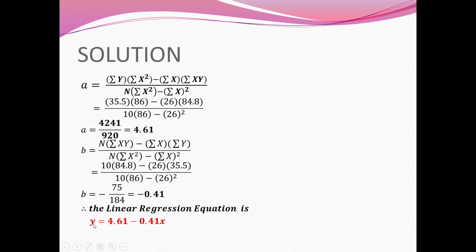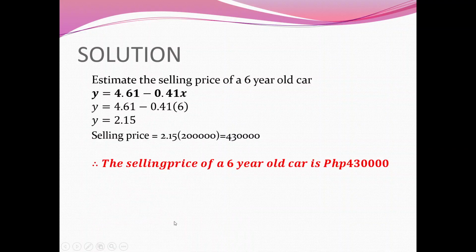So we have the linear regression equation here, obtained as y equal to 4.61 minus 0.41x. And then if you want to estimate the selling price of the 6-year-old car, by substituting the age, which is our x, then we have the value of y here, which is the corresponding selling price of it, which is 2.15, and then to be multiplied by 200,000. So the selling price of a 6-year-old car now is 430,000.